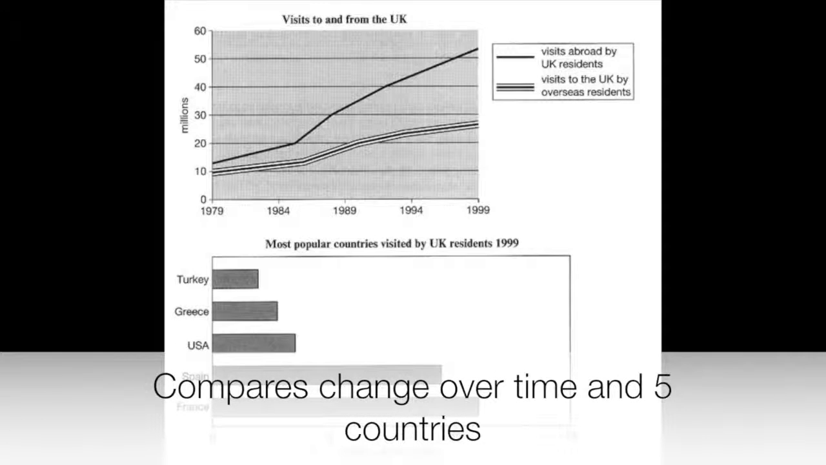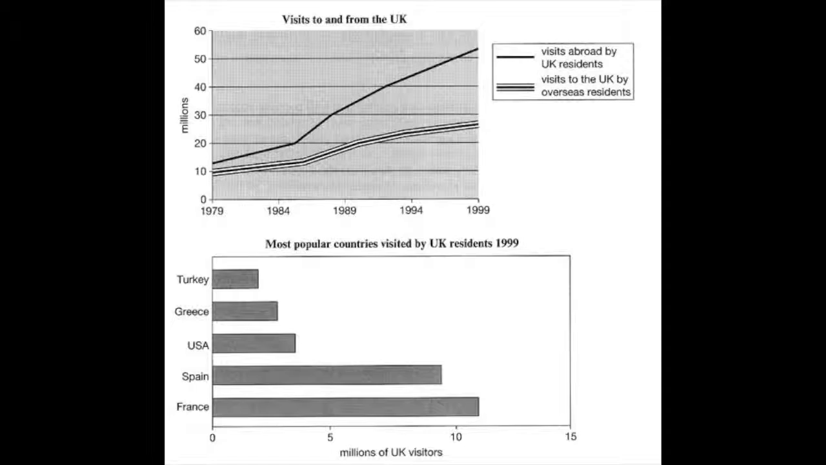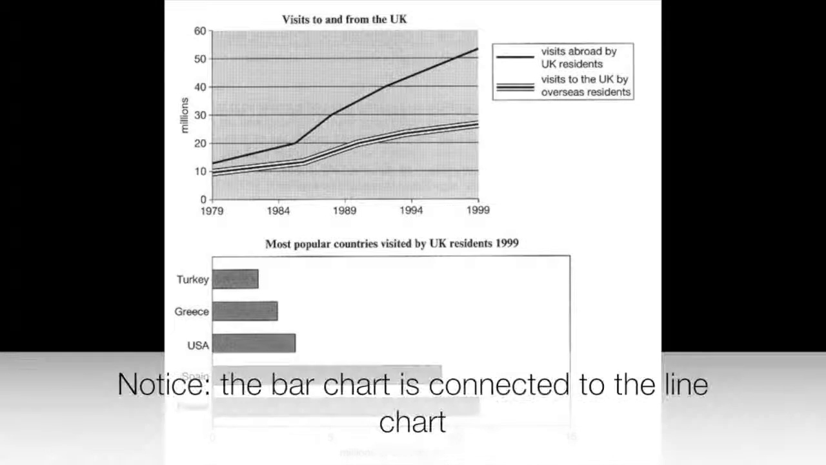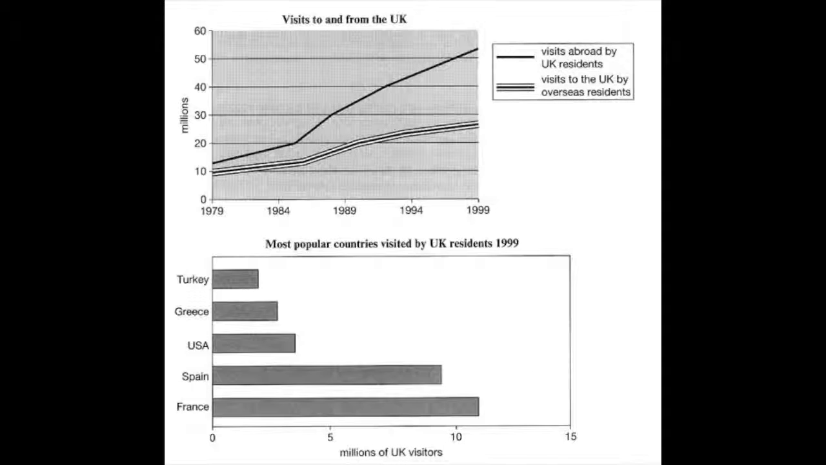So here we've got, it compares change over time and 5 countries. Now this is interesting. You've got the change, here we go, the change up here, that's 20 years, and then we have 5 countries as well. Now they're both connected, and people often have trouble with this kind of thing, and the key thing to notice here is the date. Here it says 1999, and this is 1999.